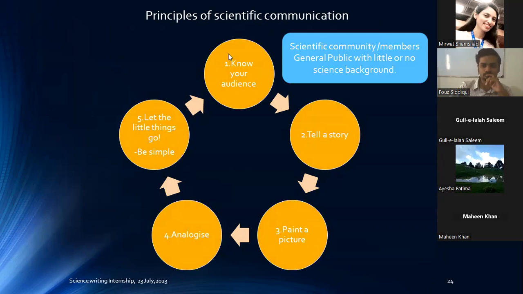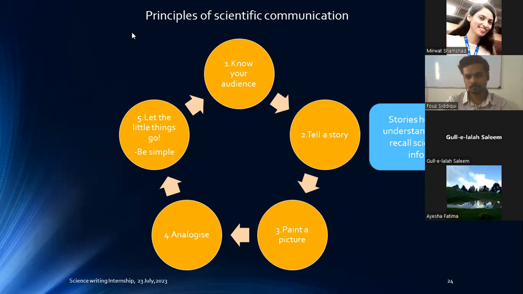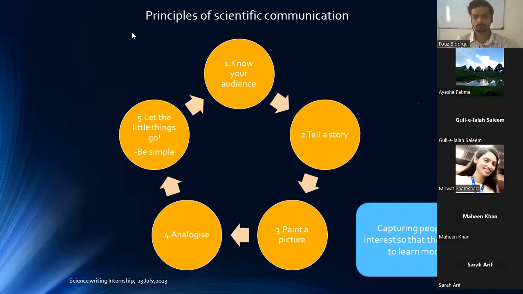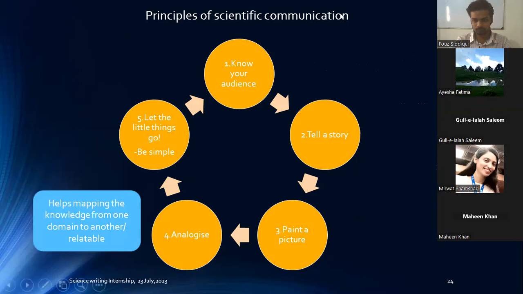Know for which target group you are writing your research article, either for members of the scientific community, or for the general public with little or maybe no science background. Secondly, you have to tell your scientific findings like a story, because stories help people understand, process, and recall science-related information. Then you should know how to paint a picture, because it captures people's interest so that they want to learn more. Then you should find ways to connect your research to existing phenomena, or find analogies to connect your scientific findings. That will help map knowledge from one domain to another, and people will find it more relatable.